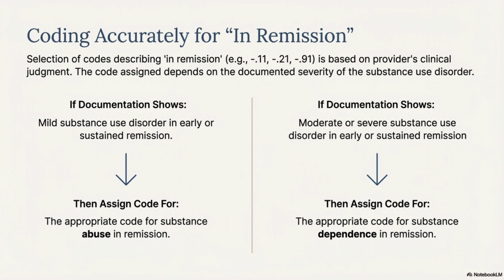From a coding standpoint, remission can only be assigned when the provider documents it. If the disorder was mild and is now in remission, we assign the remission code for abuse. If the disorder was moderate or severe, the remission code falls under dependence instead. So, the key takeaway is that the documented severity determines the correct remission code.